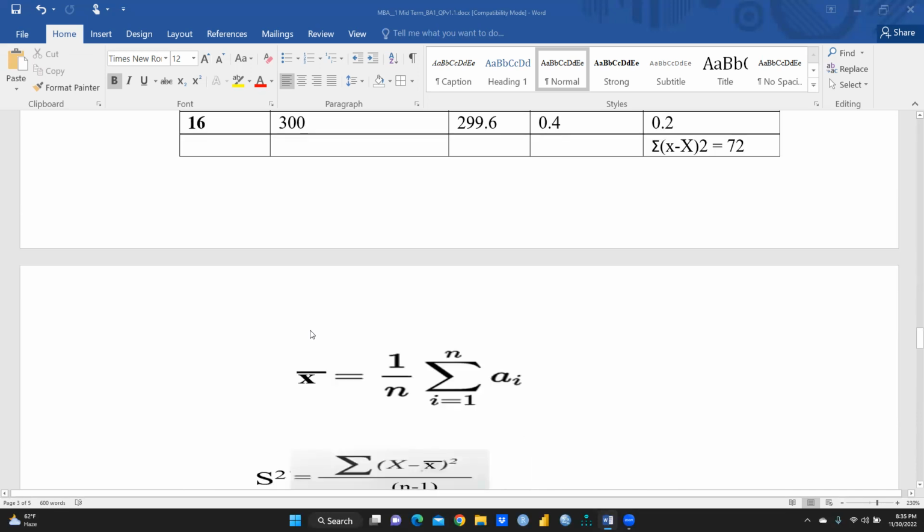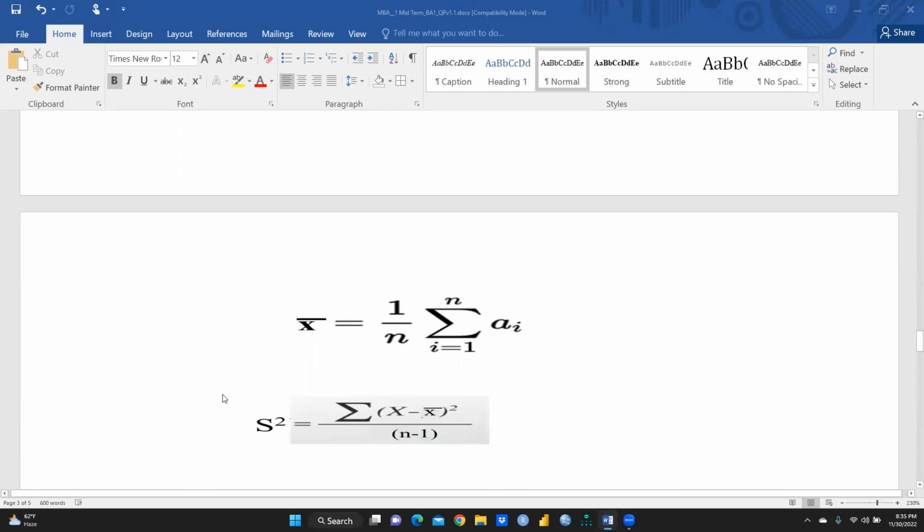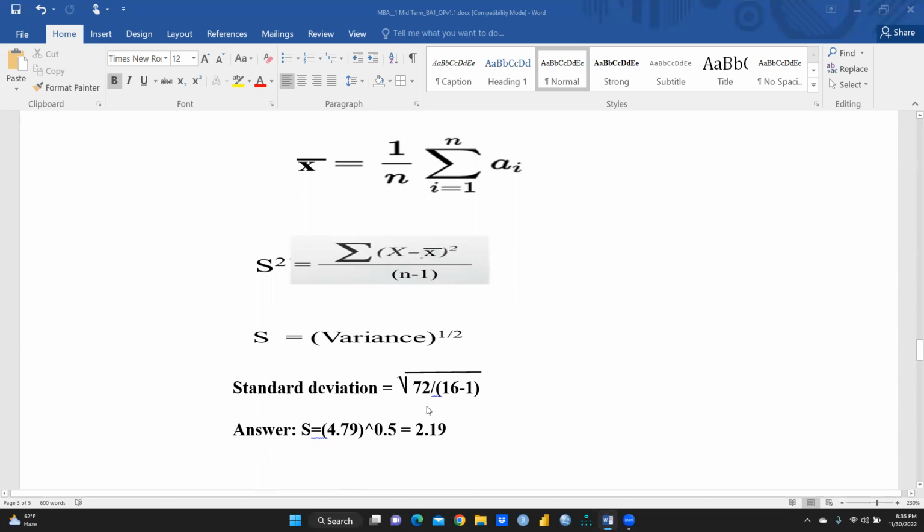Now, what we have to do, simply we apply the standard deviation formula, this simple formula. S square equals summation of x minus x bar whole square divided by n minus 1. Or we can write it as S equals the square root of summation of x minus x bar whole square divided by n minus 1. Or we can say S equals the square root of variance, that is the power of 1 by 2. After this we have to calculate the standard deviation.